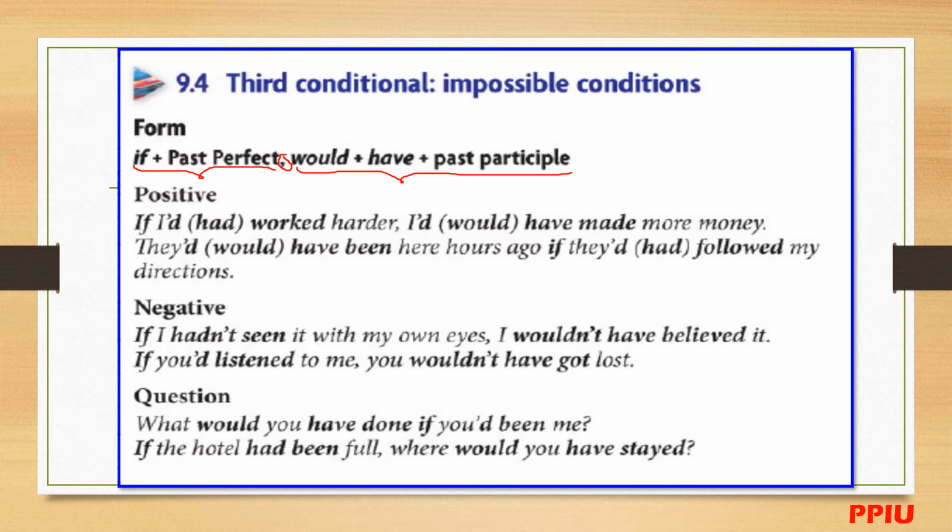Okay, so this part is not really hard for you. We just move to the positive form. If I'd, or I had, worked harder, I'd, meaning would, right? I would have made more money. All right, so the apostrophe D is the same, but it refers to different things. The first one refers to had, and the second one refers to would, right?